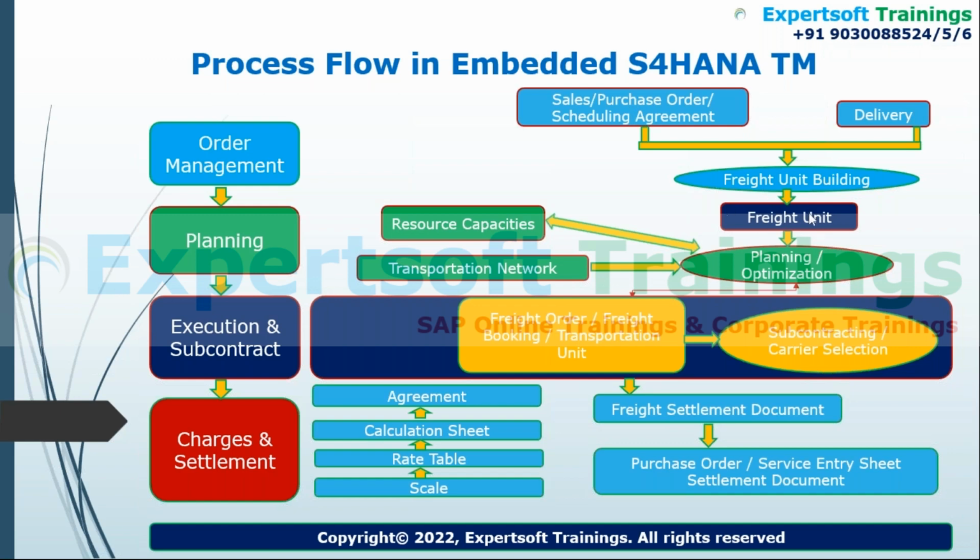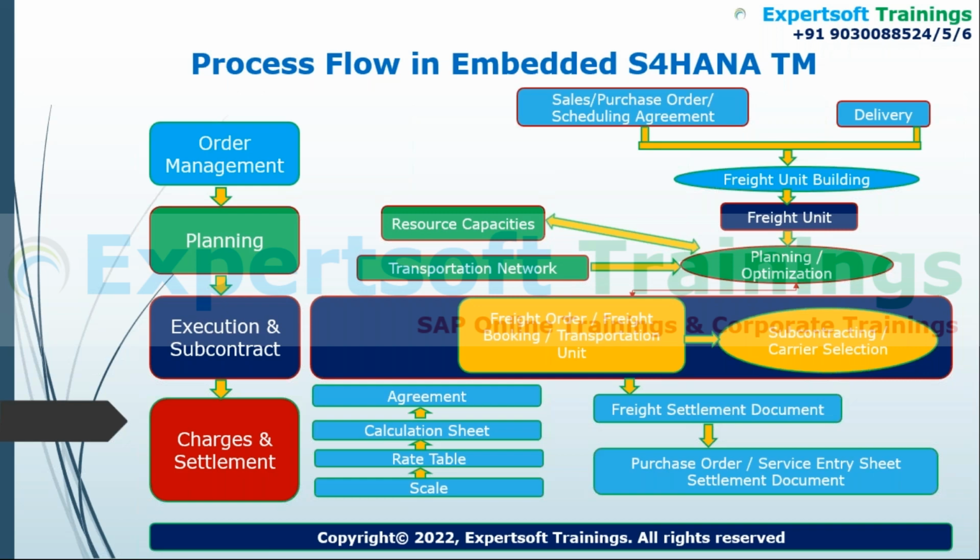What is a freight unit? A freight unit is the smallest unit of transportation. It is an object which is created automatically once orders or deliveries are transferred to TM. And what is there in the freight unit? You have three most important conditions: what to transport, where to transport, when to transport. These are the three pieces of information available in a freight unit.